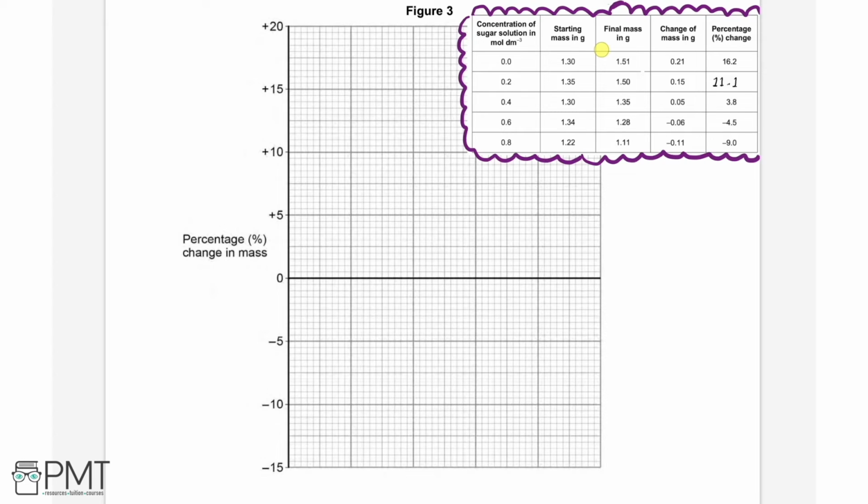Well, our concentrations go from 0 to 0.8 mole per decimeter cubed. And as you can see on the bottom, there are 5 different squares. 5 does not easily go into 0.8, so instead our scale is going to go from 0 to 1, and each of the larger squares will be 0.02 mole per decimeter cubed. So we should then label it accordingly. And our label will be the same as the label in the table, the concentration of sugar solution in moles per decimeter cubed.